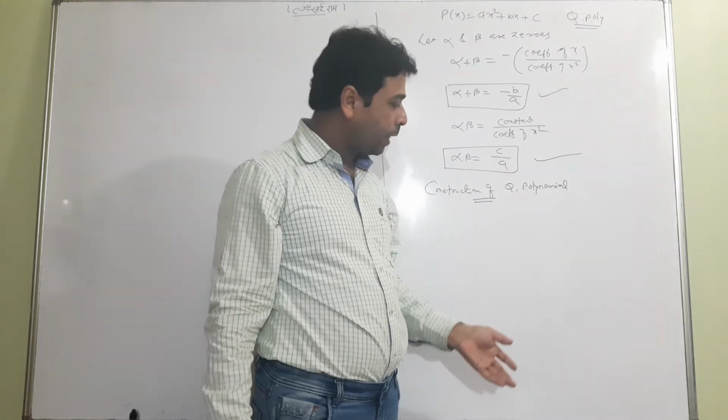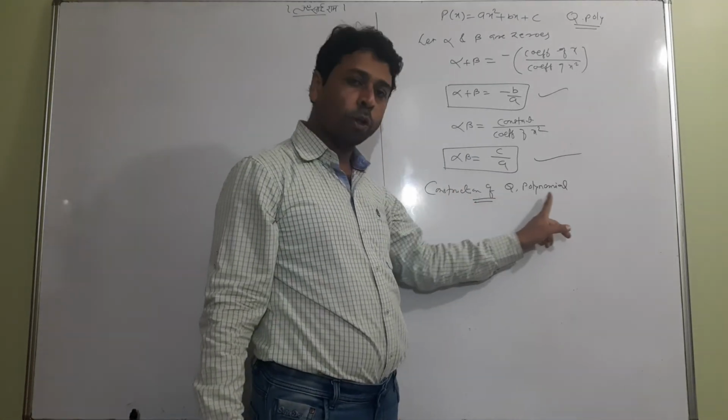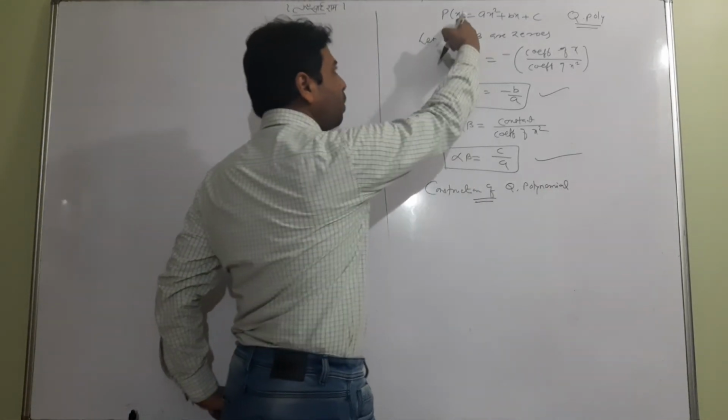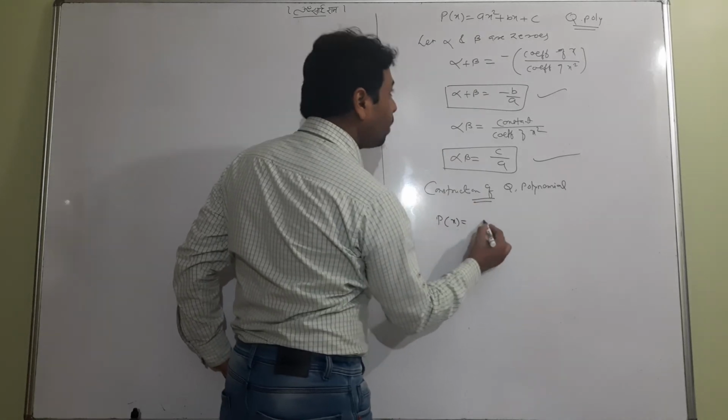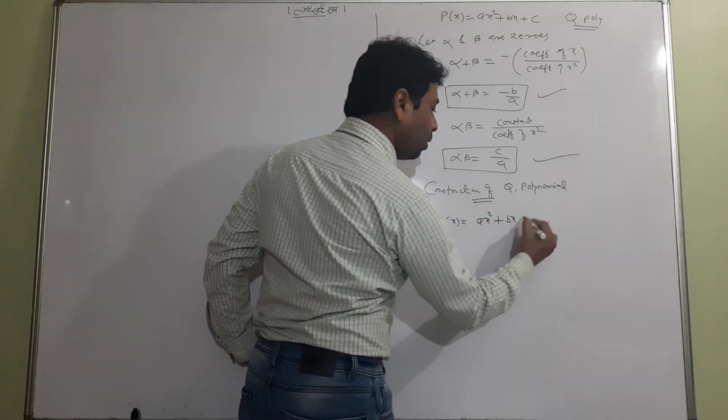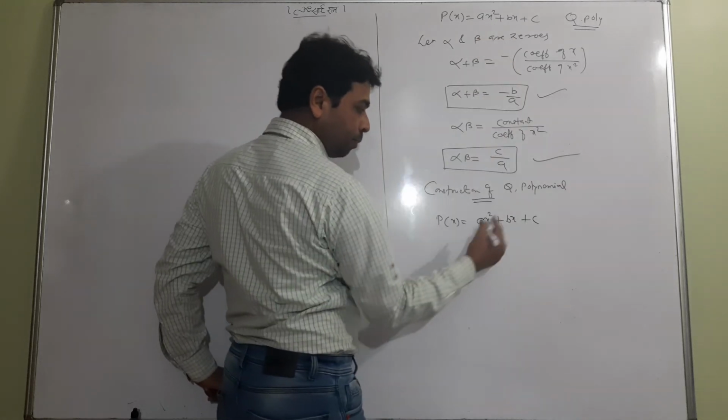Zeros will be provided and you have to form a construct of a quadratic polynomial. So how to do this? Let me explain. First of all, I am telling you the simple derivation. This is your quadratic polynomial.